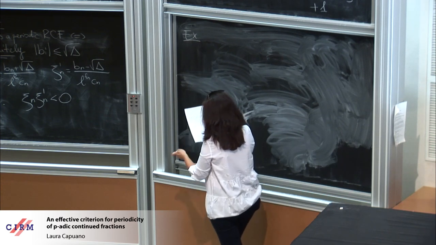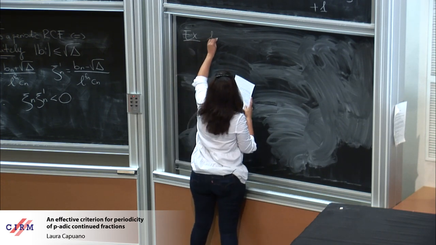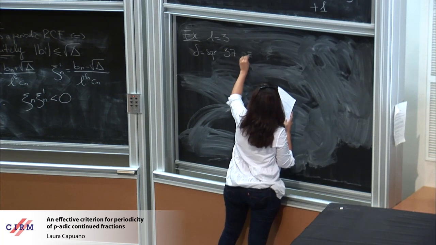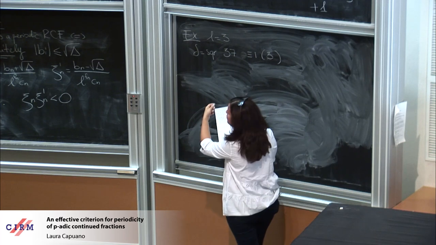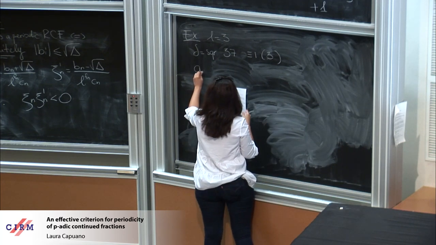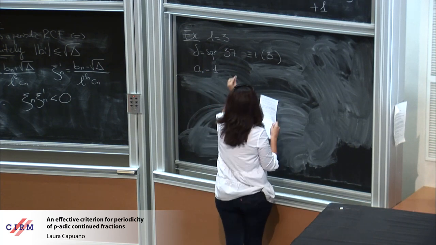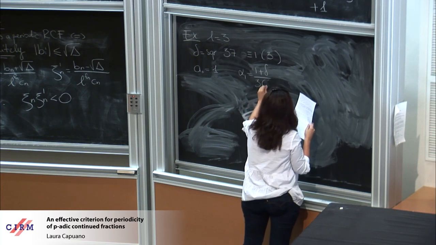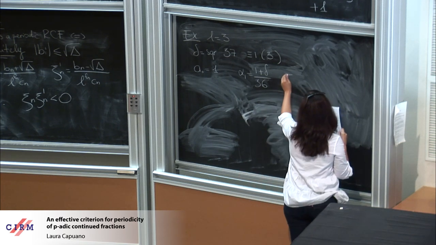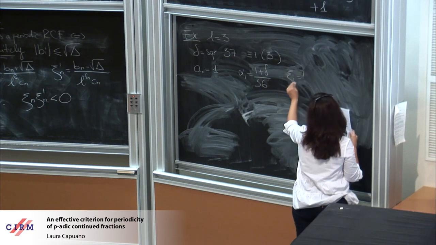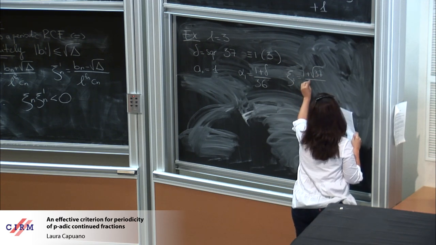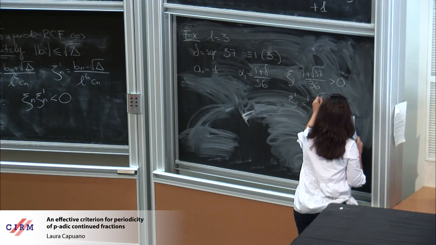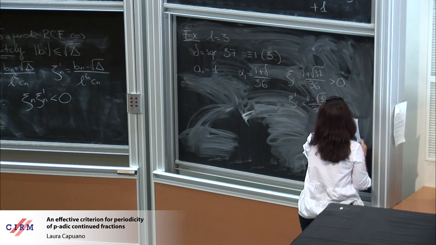Okay, so if you take again, with L equals 3, delta is the square root of 37, congruent to 1 mod 3. Now if you compute the continued fraction, the first partial quotient is 1, and the first complete quotient is 1 plus delta over 36. In this case, the two real embeddings are: one is 1 plus square root of 37 over 36, which is positive, and the other is 1 minus square root of 37 over 36, which is negative.